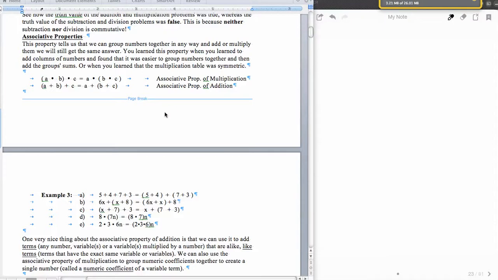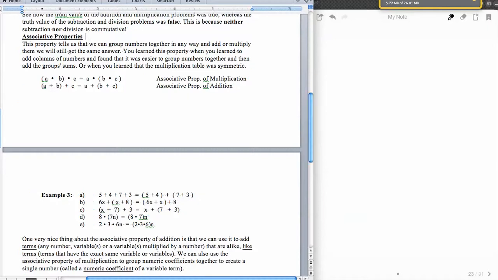And our next property in section 4.1 is the associative property, and that's both for addition and for multiplication. So what you're seeing here is that we have the associative properties for multiplication, where we can group A and B and multiply it by C, or we can group B and C to multiply by A. And we learned this when we learned to multiply a bunch of numbers together. And we learned that those things could be done in different groupings. And we know the same is true for addition.